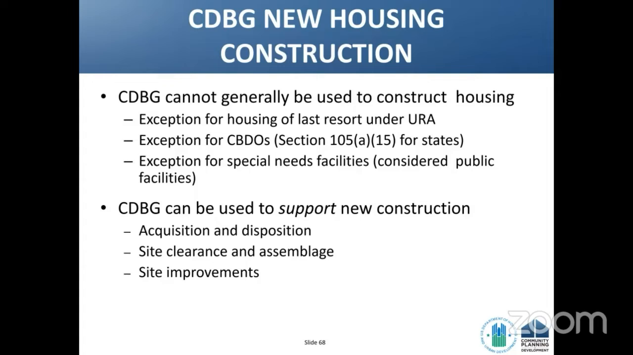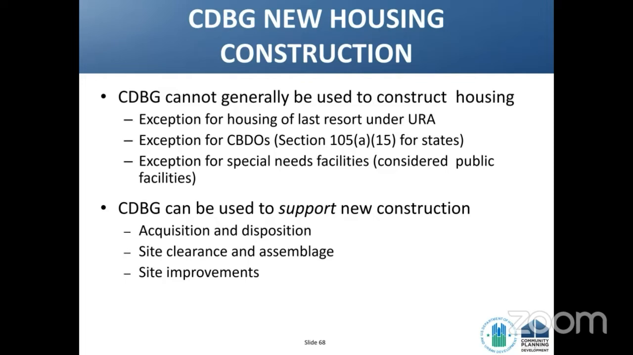If you don't acquire it with CDBG, you can't use CDBG to dispose of it. Those two go hand in hand. As we talked about before, site clearance and assemblage, which was your demolition. Site assemblage actually means, if you have adjoining parcels and you want to put them together for the purpose of having one huge site to construct housing units, that's what site assemblage is.